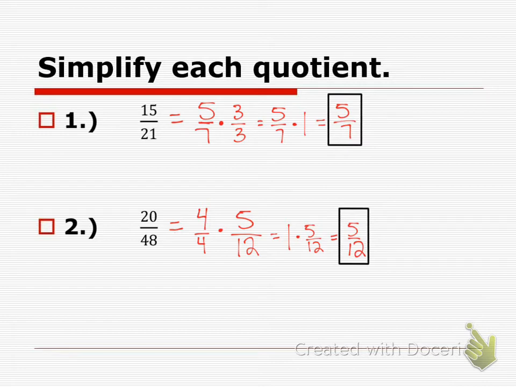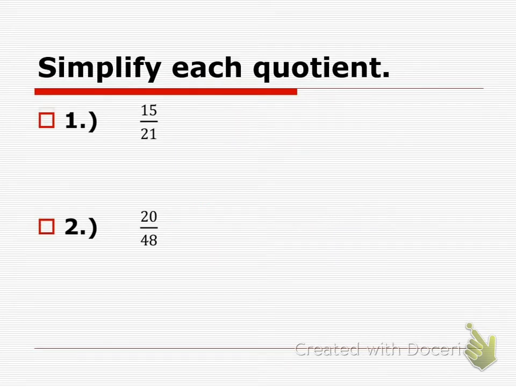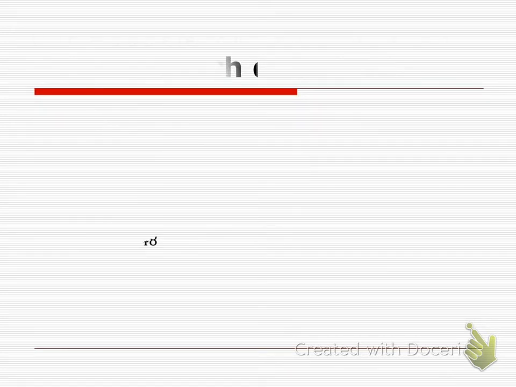Okay, this should be a review, right? Questions about it? You don't necessarily have to be able to write it this way, but this is just showing that property. You are going to have to be able to simplify fractions or quotients. All right.